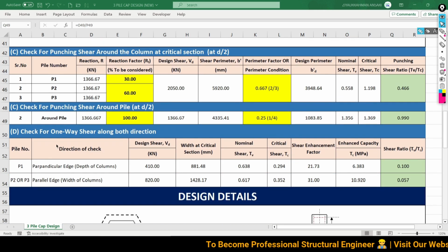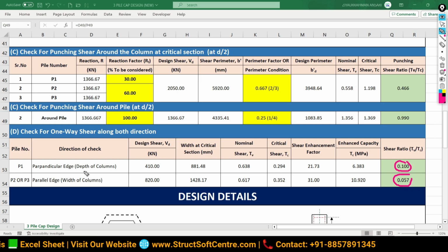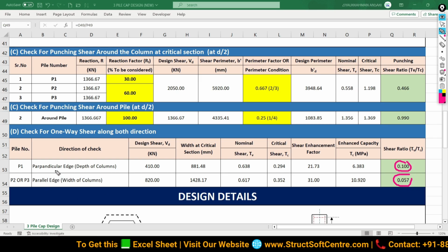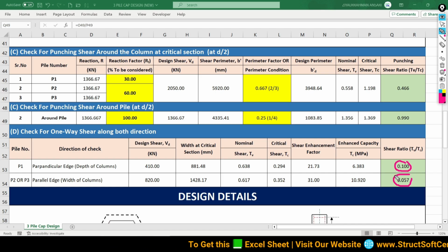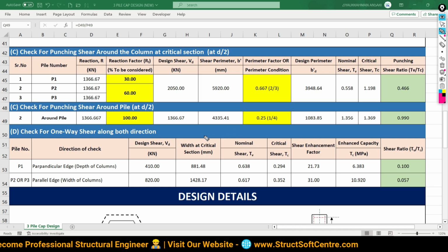Thereafter, the sheet is going to perform the one-way shear check along both directions, parallel as well as perpendicular. With all of that, you don't have to do anything, you only have to check whether you are getting the green cell or not. Here both of the cells are green, meaning along the parallel direction and along the perpendicular direction, your design is safe for one-way shear. Your depth of the pile cap and provided percentage of reinforcement are safe for the one-way shear, as well as for the punching shear also. So both are actually safe.